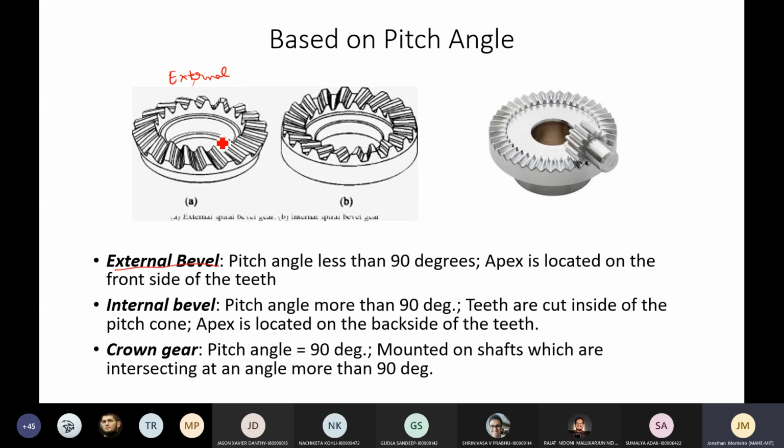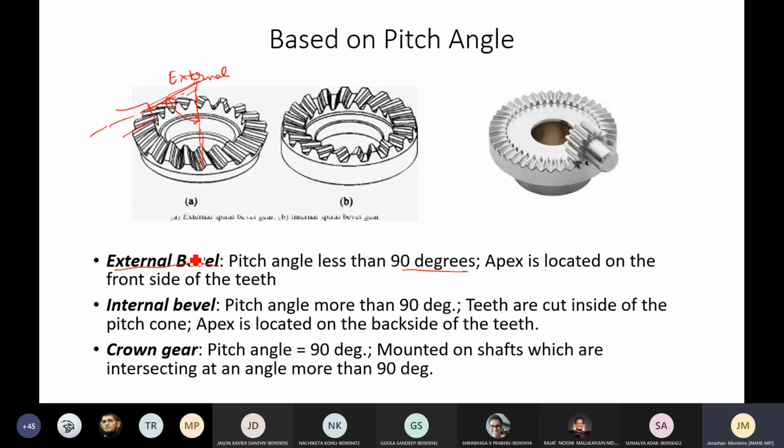Now how will the adjoining pinion come? The pinion will come somewhat like this. So here this is the pitch angle that we are referring to. You project this axis on one part, allow it to intersect with one more axis. The angle formed between these two is called the pitch angle. So this is acute, less than 90 degrees. Acute angle which is less than 90 degrees. That is why it is called external bevel.